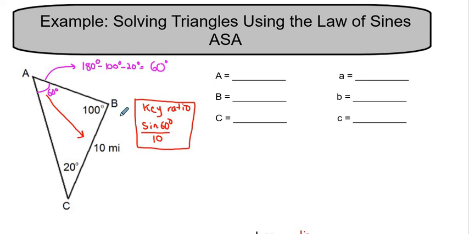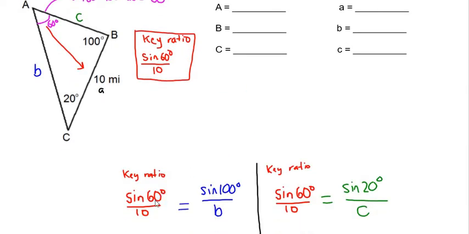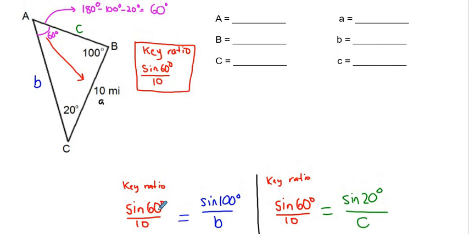So I'm going to set this key ratio equal to sine of 100 divided by the side B. And I'm also going to set this same key ratio equal to sine of 20 divided by side C. Of course, this is side A, but it's given, so it's not going to matter. So again, if I take the key ratio of this triangle, which is sine of 60 over 10, and I set it equal to sine of 100 over B, and I solve it, I'm going to find B. Same thing with side C. Sine of 60 degrees divided by 10 is also set equal to sine of 20 divided by C. These ratios are equivalent using the law of sines.